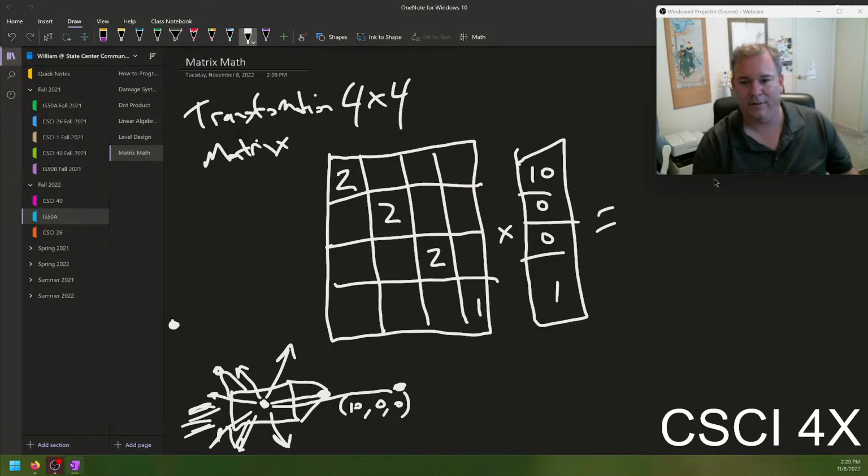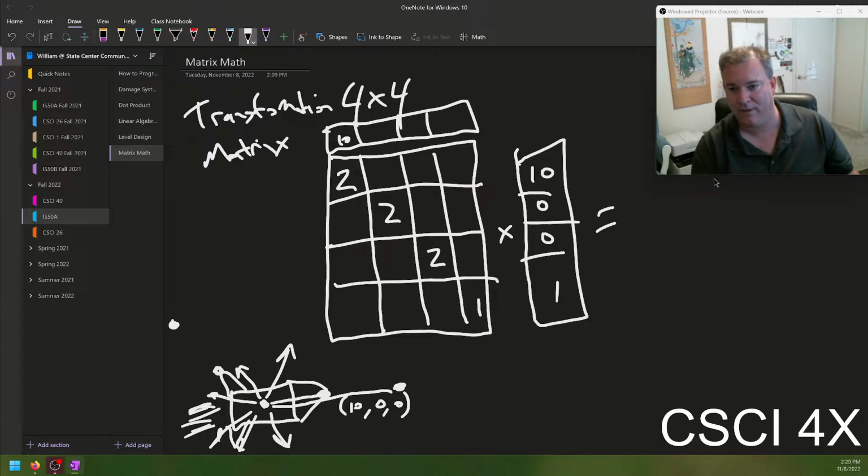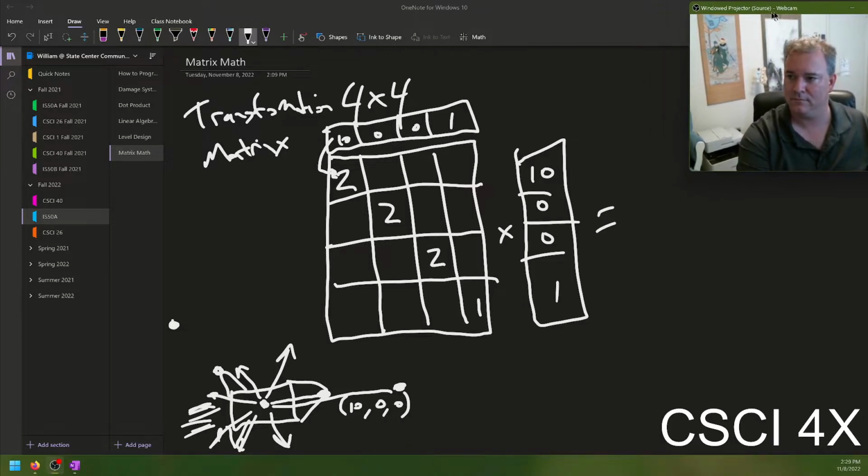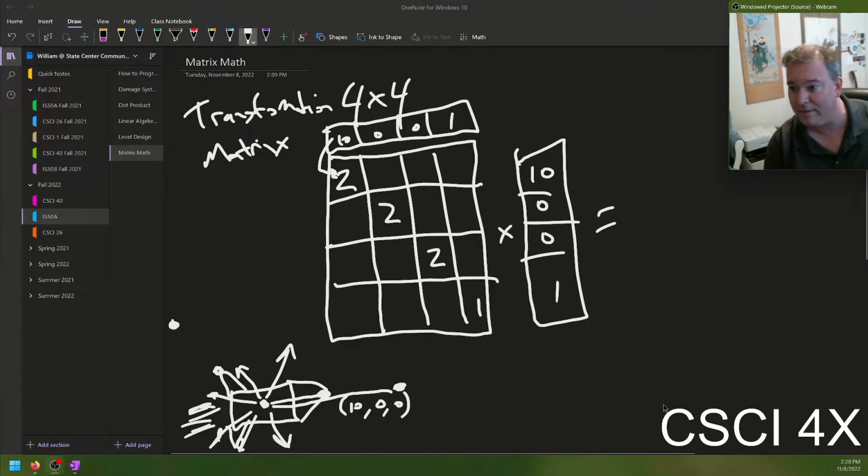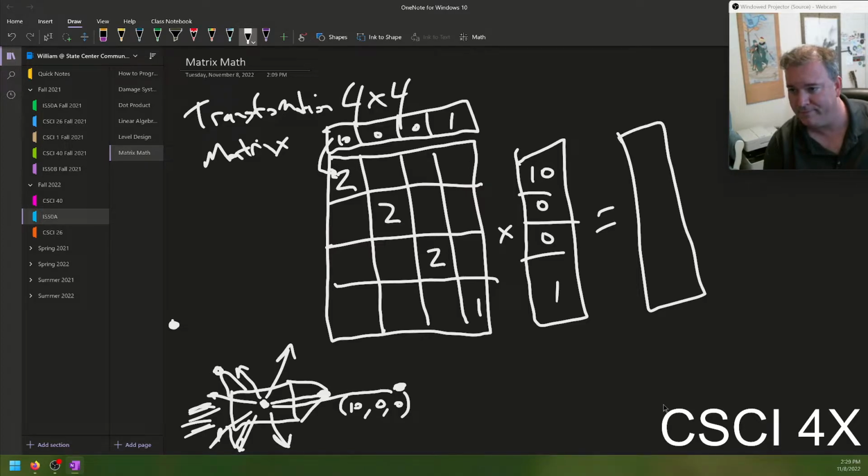Well, what you do is you take the vector and you turn it sideways. So you take this, you turn it sideways, and you end up with 10, 0, 0, 1. You multiply down, and then you add across. So all the blanks are zeros, so I'm not going to bother writing them. So what is 10 times 2? Everyone, what is 10 times 2? Taking it back old school. 20. So 10 times 2 is 20, and so the answer here is 20.